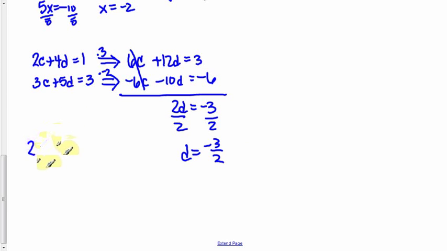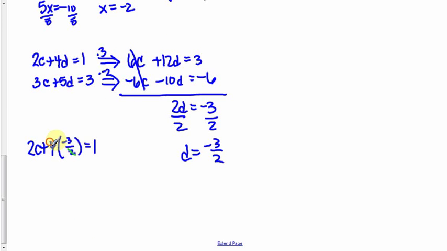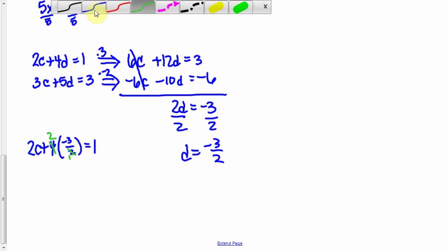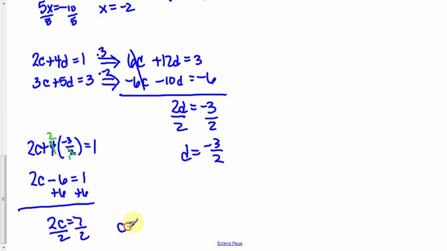So I'm going to say 2c plus 4 times d, which is negative 3/2, equals 1. I'm going to cancel the 2 into the 4, goes 2 times. I have a 1 left in the denominator. 2c minus 6 equals 1. Add 6 to both sides of the equation. 2c equals 7. Divide by 2. So c is 7/2.